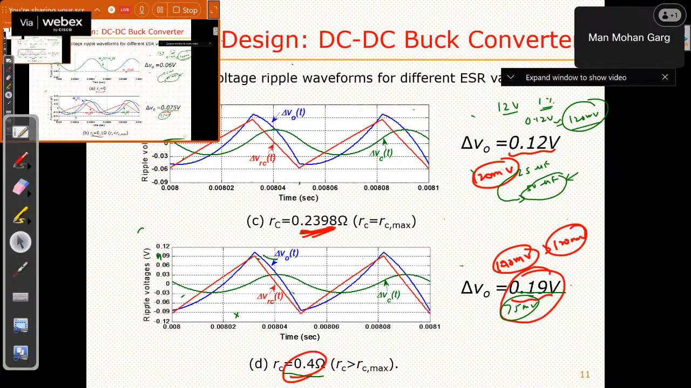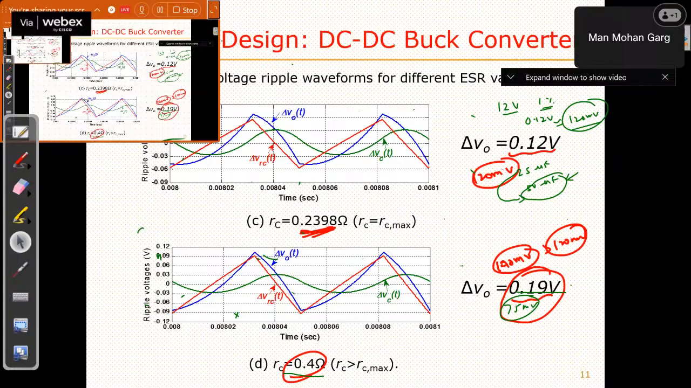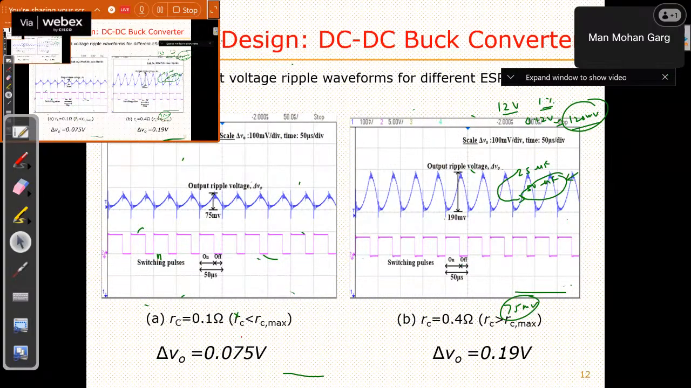Now, I have some pure capacitor, or I do need this ESR value capacitor, whatever is available with that capacitor, you have to check it, right? So in hardware, let's say we found one capacitor with ESR 0.1, another with 0.4, same value of 50 microfarad.